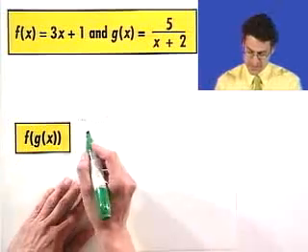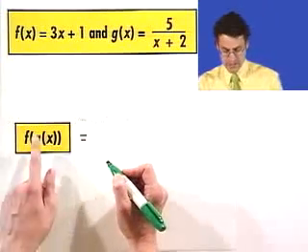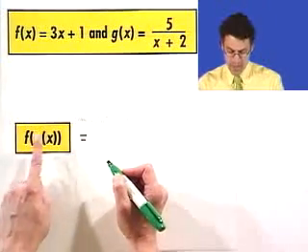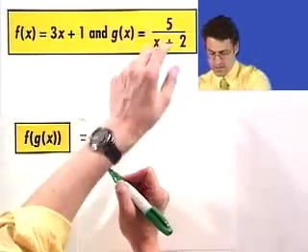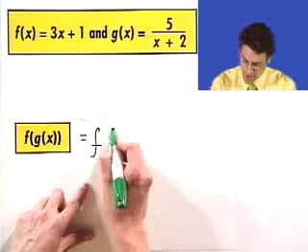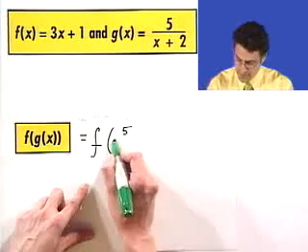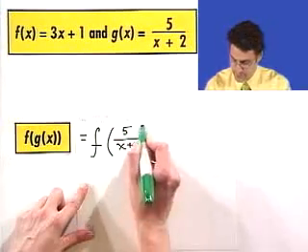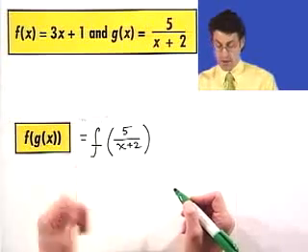So if we start on the inside, we take what is g of x? Well, it's that whole mess. So I'm going to insert that in as the input for f. So I see f of 5 over x plus 2. Okay, great. But now what do we do?